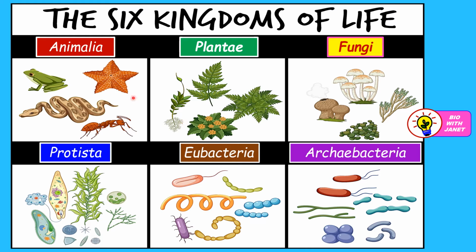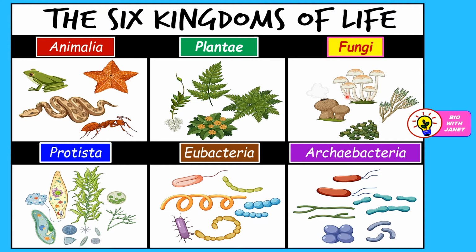So these are the 6 kingdoms of life. Kingdom Animalia, made up of all the animals that usually can move, right? Most of them can move. Then Kingdom Plantae consists of the plants, which are quite advanced. Their tissues are quite advanced. And then we have Fungi.